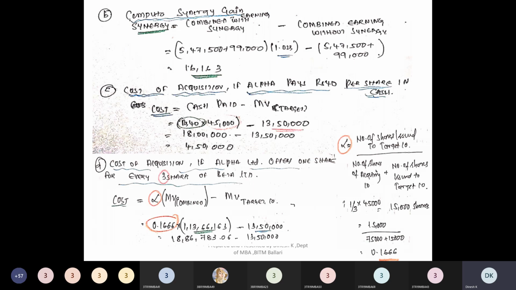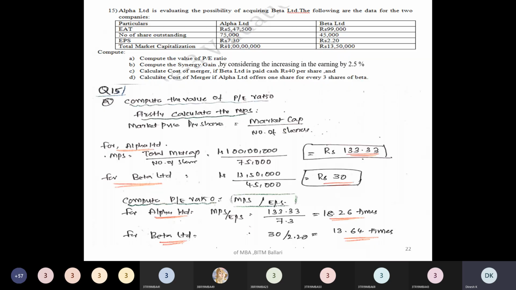Then compute the synergy gain, right? The second sub question is to compute the value of the synergy gain by considering increase in the earnings by 2.50. I think this value may not be updated in your question paper. Kindly update the second sentence in your question paper, that is, by considering increase in the earnings by 2.5%. That is after combining both the firms, when both the firms start working, there is an increase in the earnings by 2.5%.